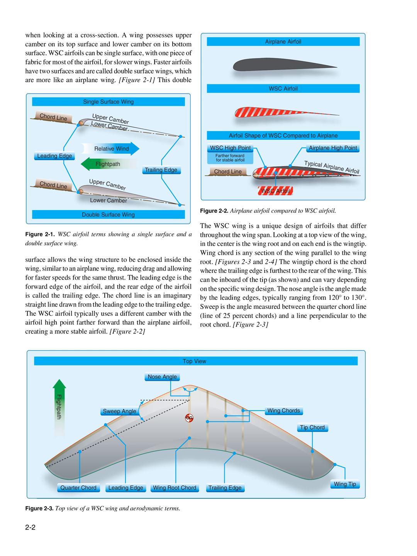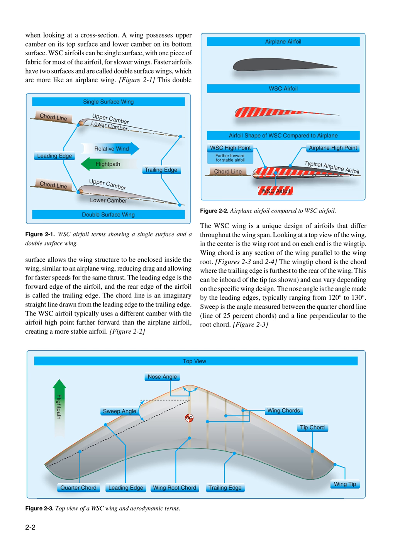Figure 2.1. This double surface allows the wing structure to be enclosed inside the wing, similar to an airplane wing, reducing drag and allowing for faster speeds for the same thrust. The leading edge is the forward edge of the airfoil, and the rear edge of the airfoil is called the trailing edge. The chord line is an imaginary straight line drawn from the leading edge to the trailing edge. The WSC airfoil typically uses a different camber with the airfoil high point farther forward than the airplane airfoil, creating a more stable airfoil. Figure 2.2.